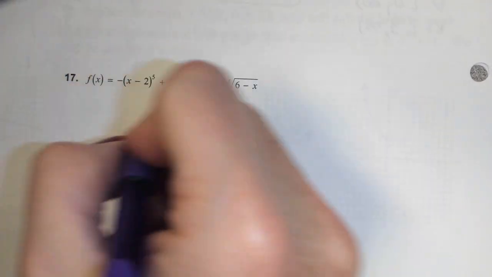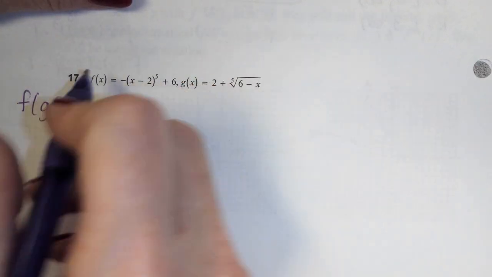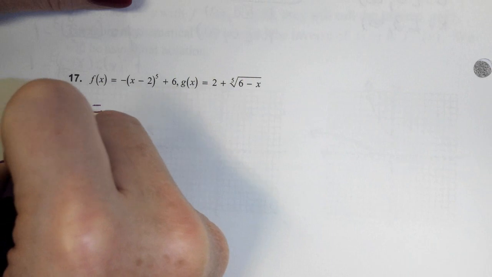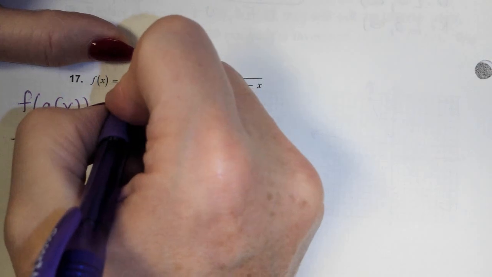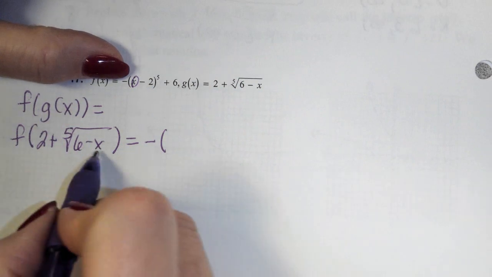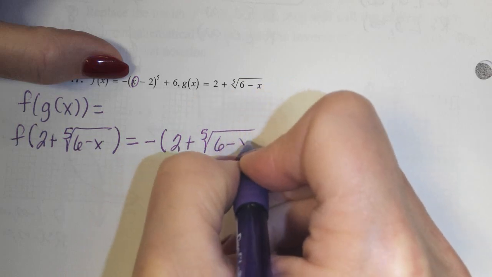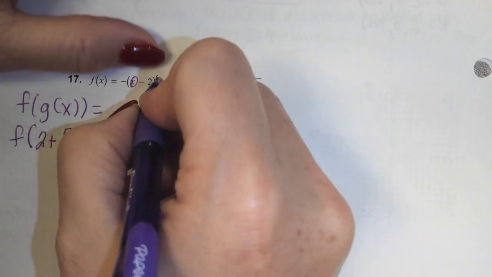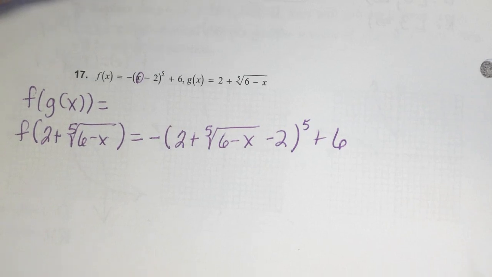On number 17, we're going to do the same thing. See if f of g of x, we want to see if that equals x. So this would be f of, here's g of x. So in this function, wherever I have an x, everything else stays the same. But in that x, I have to replace it with all of this. Okay, I finished it. Now I have to subtract 2, and I've got the 5th root, and I've got plus 6. That's what I'm going to have to simplify.